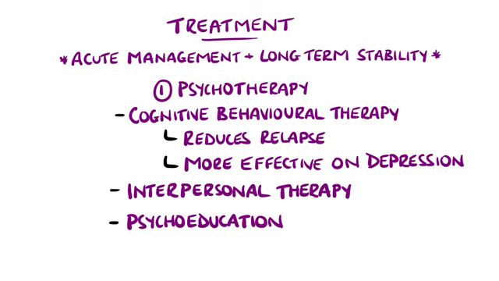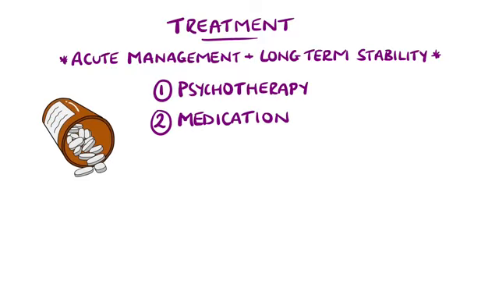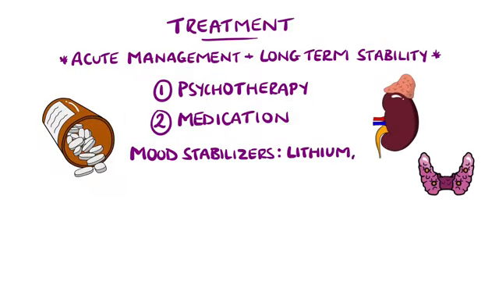Psychoeducation also helps with relapses and involves learning about mental health and well-being. Medication is frequently used, including multiple different classes. Mood stabilizers like lithium, with it being shown to be particularly effective in acute manic episodes and also helping to prevent relapses and bipolar depression. However, it does require monitoring as it can have side effects involving the kidney and the thyroid.